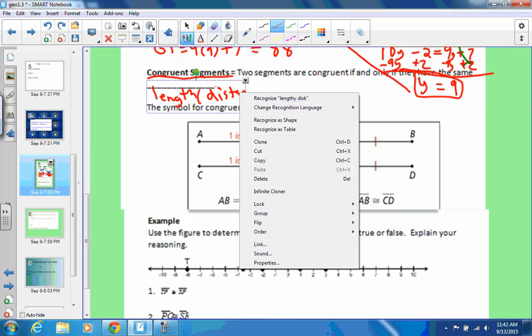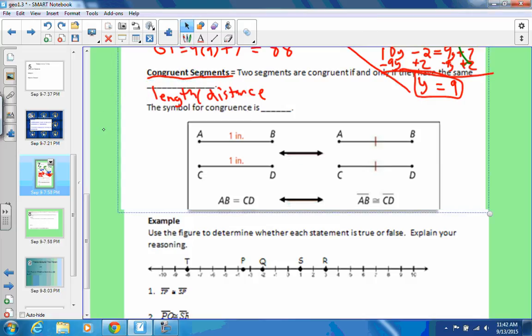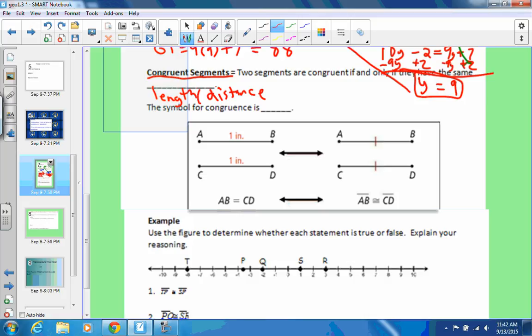So length slash distance, hopefully you can read that. The symbol for congruence is very similar to an equal sign, but it is adding a little squiggly on top. So a squiggly on top of the equal sign.